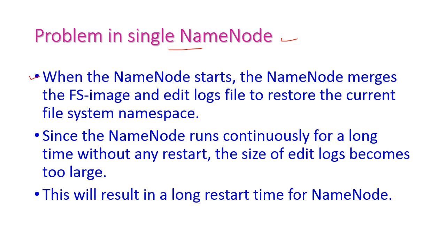When the name node starts, it merges the FS image file as well as the edit log file to restore the current file system namespaces. Since the name node runs continuously for a long time without any restart, the size of the edit log files will become too large. This will result in a long restart time for the name node. Hence, the secondary name node is very important here to reduce this restart time.